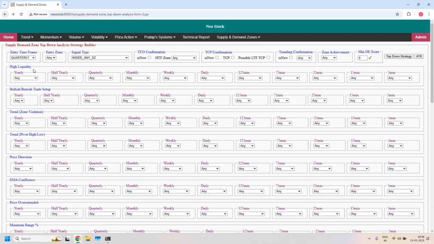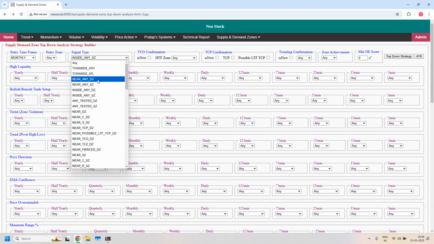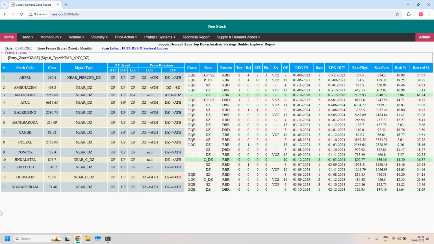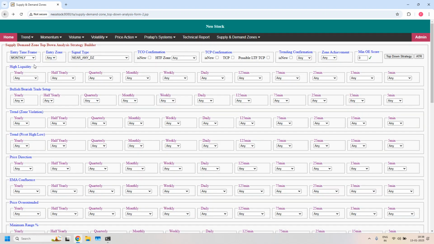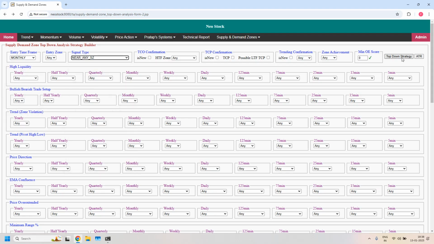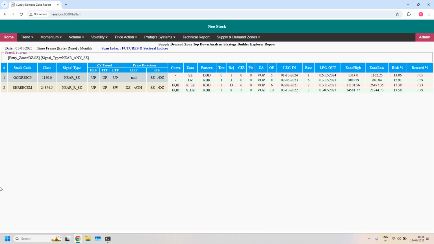Okay, next time frame is monthly. Stocks near monthly demand zone. 13 stocks are filtered. Next, monthly time frame. Stocks near monthly supply zone. 2 stocks are filtered.